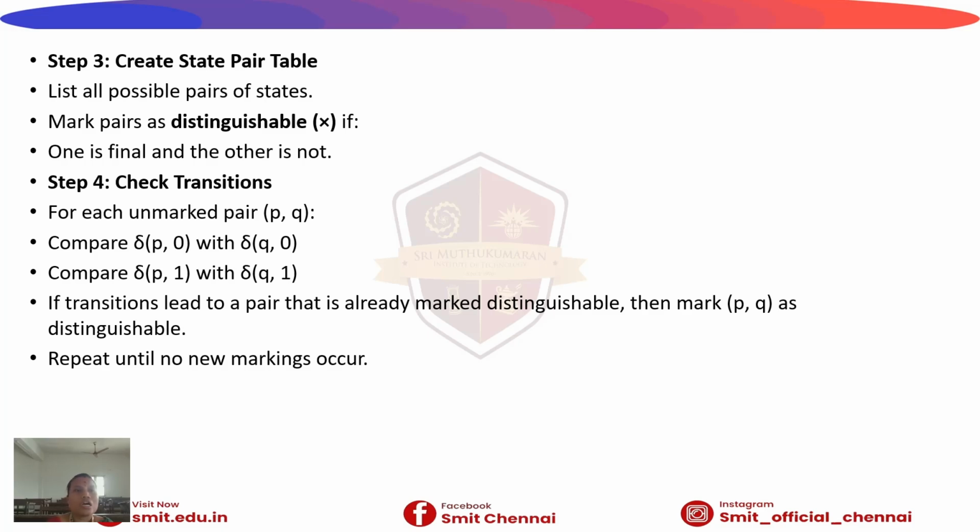Step four, check transitions for each unmarked pair P, Q. Compare delta of P comma 0 with delta of Q comma 0. Compare delta of P comma 1 with delta of Q comma 1. If the transition leads to a pair that is already marked distinguishable, then mark P, Q as distinguishable. Repeat until no new marking occurs.